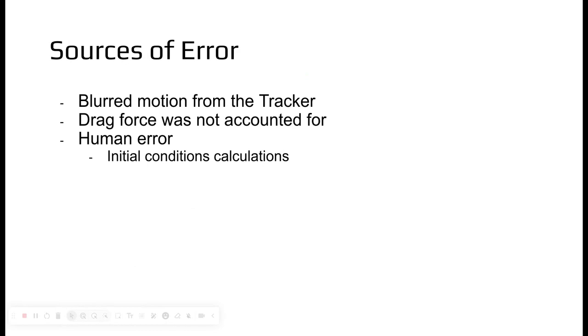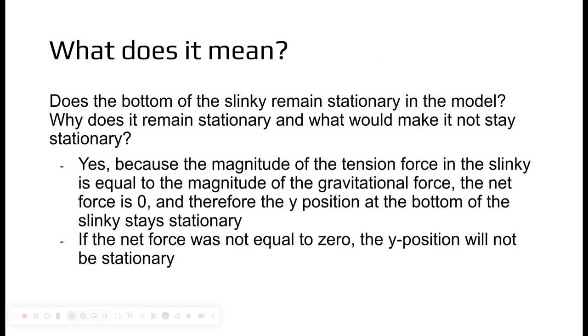So some sources of error. Some sources of error are the blurred motion from the Tracker, as when you take the video, the slinky is a little bit blurry, so some error could have been made when selecting the points, as well as the drag force was not accounted for, and then human error, as initial condition calculations may have been a little bit skewed.